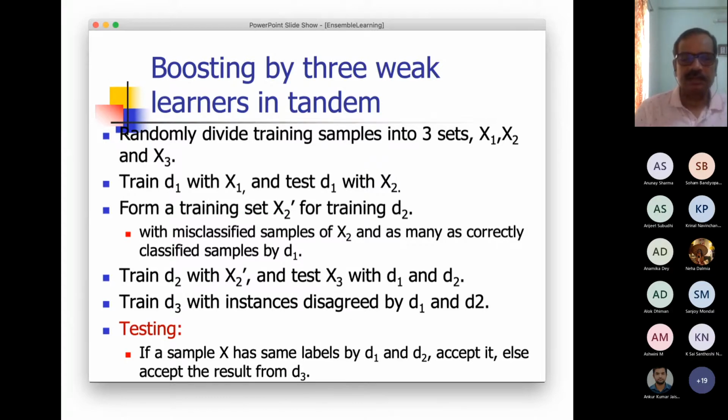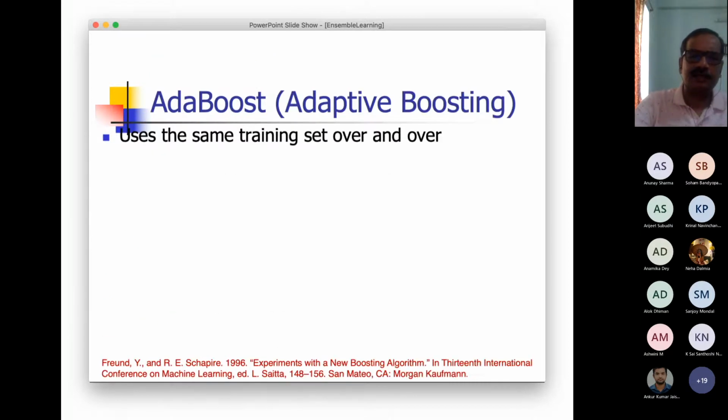We are accepting it because the policy has to be consistent during the testing stage. Now, this is the first algorithm, but the more popular algorithm, which is used particularly for the case of boosting, is known as adaptive boosting, or in short form AdaBoost. It is a very popular algorithm. What it does, instead of partitioning the training set as we considered in the previous approach, is use the same training set over and over.